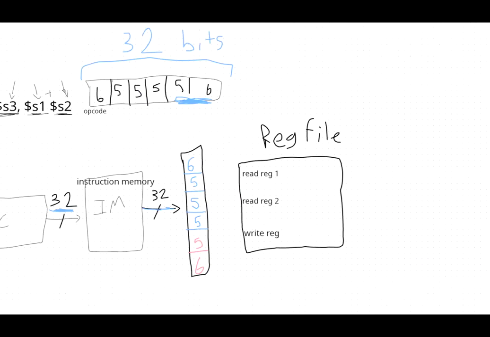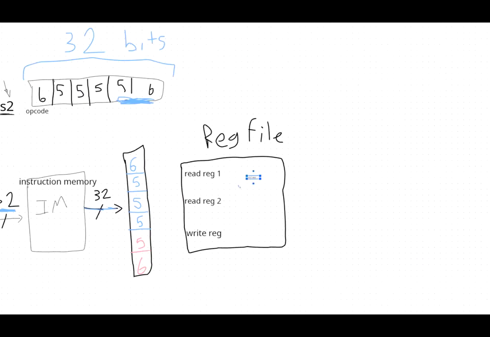Because on the right side here, we're going to have read data one and read data two, which is different than read register. With the read data, we get the data that's inside the register. With the register thing, we get the register itself. See what I mean? So this is the data that's in the register, which is what we want to work with.